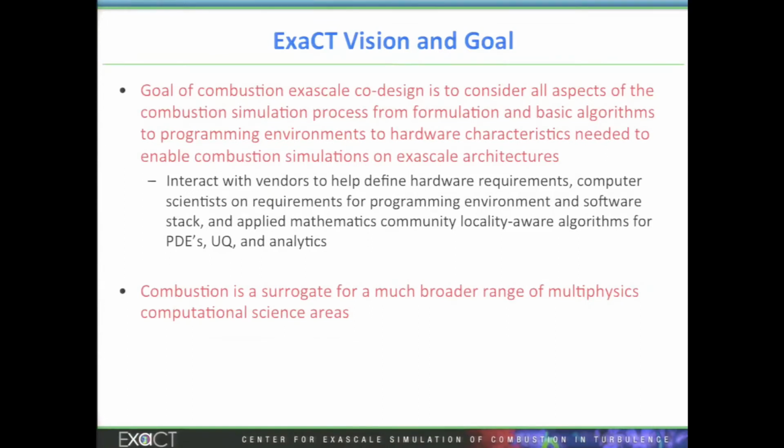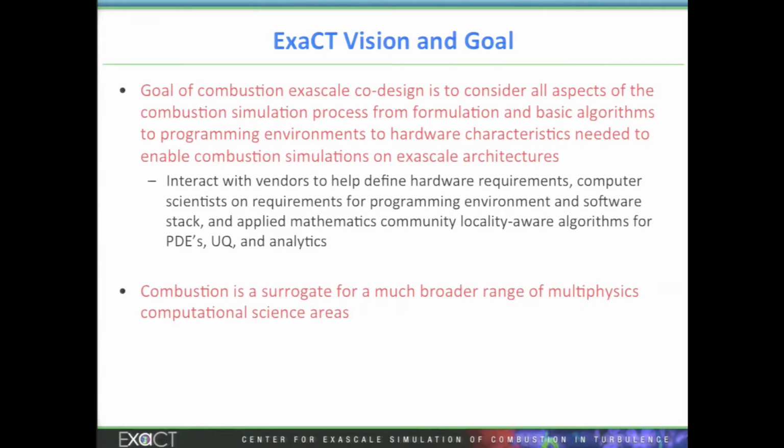So with this context, the goal of our center on co-design is to consider all aspects of combustion simulation, clear down from the formulation of the problem. We should probably be rethinking how we formulate the problem, as well as the basic math algorithms not only for the solver, but also for the analytics, for the UQ, and how they play together, to the programming environments that we use to express these algorithms on these complex machines, as well as the hardware characteristics that are needed to enable these calculations on these complex architectures.